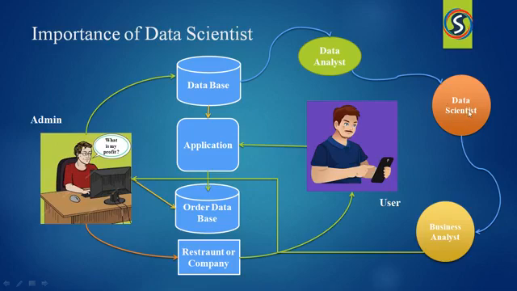After understanding the problem, the data scientist will request the data analyst to gather the data from various sources, by conducting surveys, or from the database, or from any website like that. He will gather the data by going to the database. After gathering the data, he will make the data perfect.